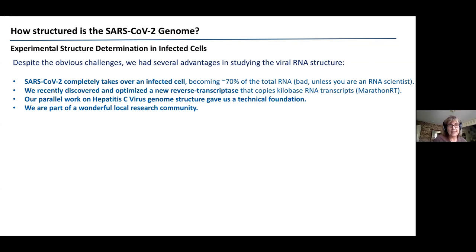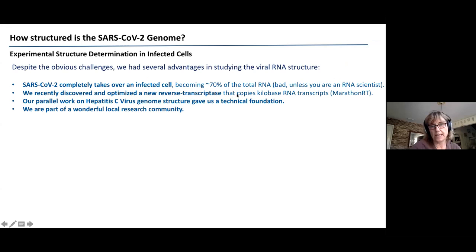The second thing was that we had recently discovered and optimized a new reverse transcriptase. And this enzyme makes it possible to probe lesions on RNA chunks that are kilobases in length. So we can do chemical probing using amplicons that are thousands of nucleotides long. And we have other papers on this enzyme, and it's called Marathon RT.